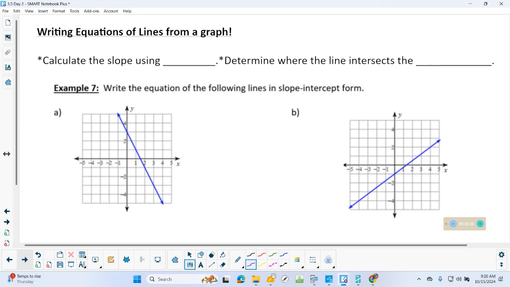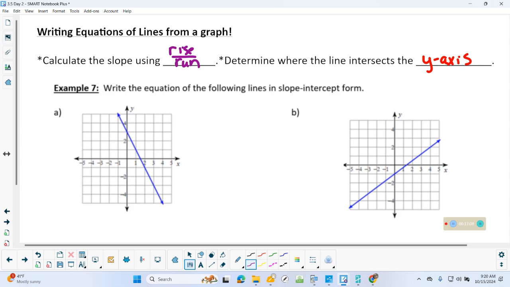All right, so last thing here we have, writing equations of lines from the pictures. So we're looking at the graphs. So we want to calculate the slope, of course, from a graph. We did this last week. We haven't done it yet today. We're just going to count rise over run. Now, we're also going to take a look at our graph, and we need to know where it hits the y-axis, because that's going to be your y-intercept.